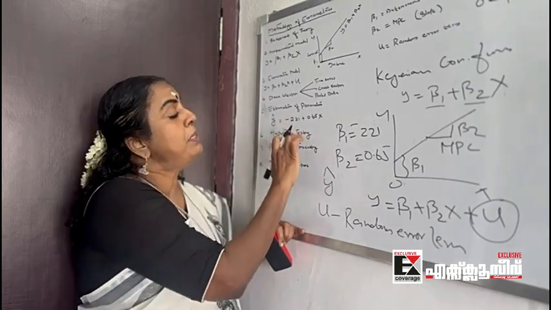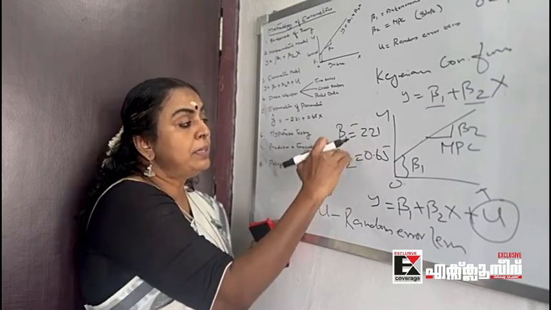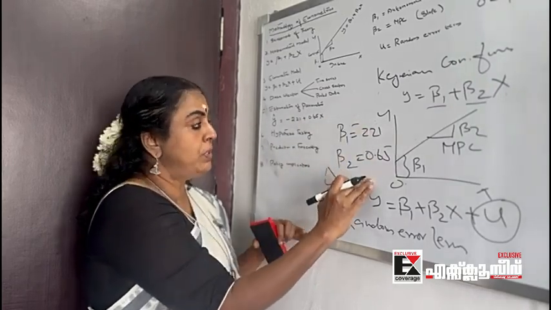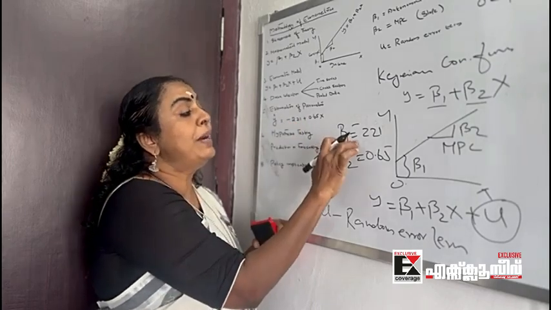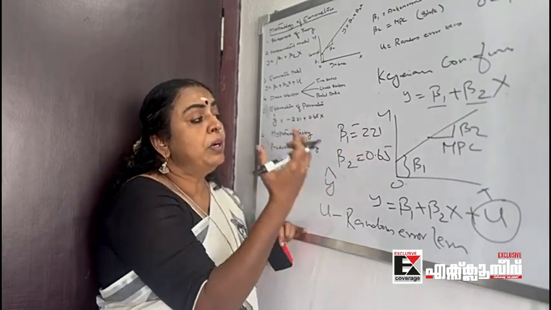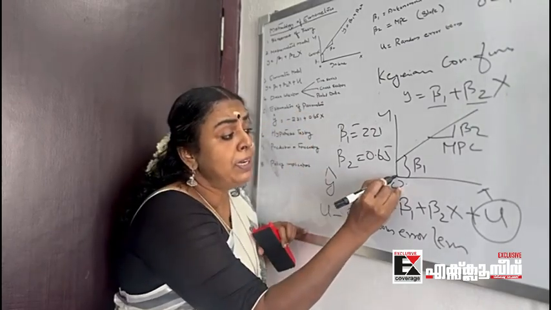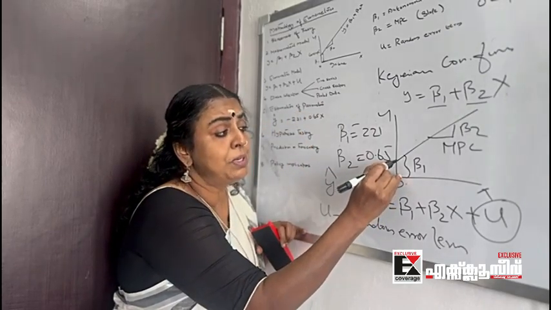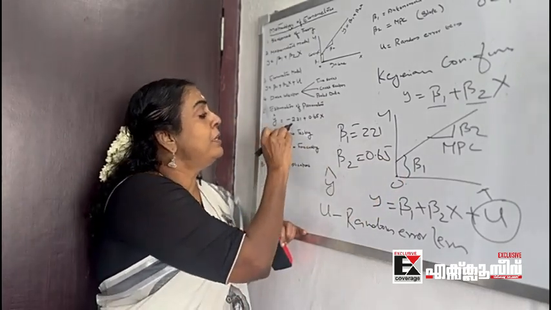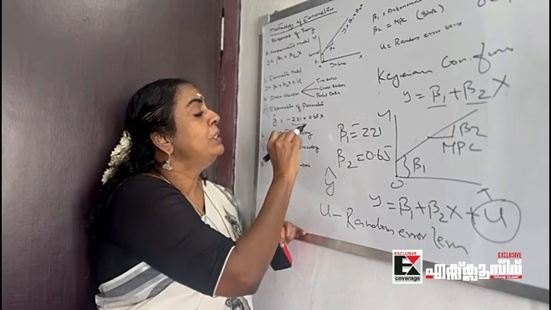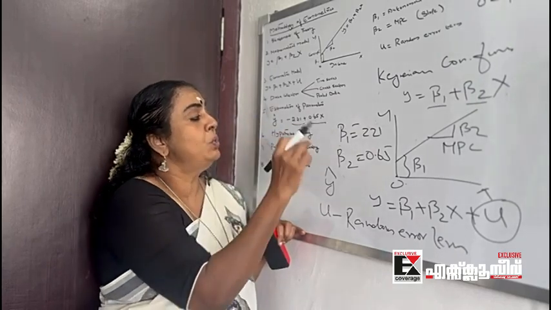So, y cap is equal to minus 221 plus 0.65x. Suppose these are the estimated values you obtained by solving the regression equations. Then this means that the autonomous consumption is minus 221. What does the minus sign indicate? Even when the income is 0, there is consumption, and that is the autonomous consumption. So, minus 221 indicates borrowings, and 0.65x means 65% of your income is consumed.